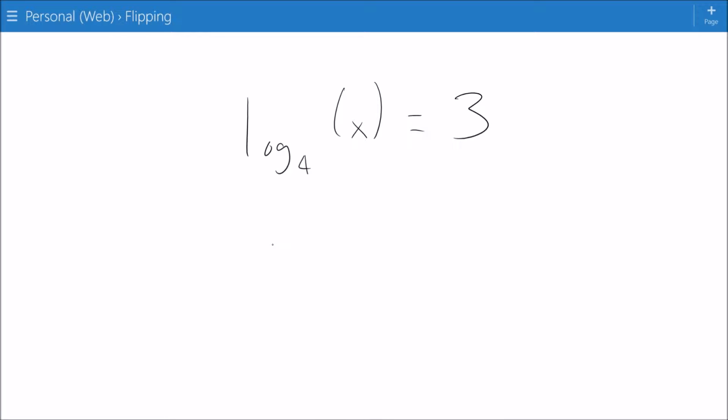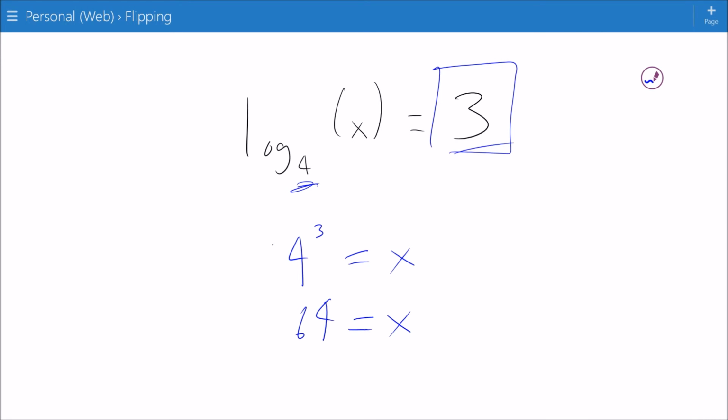With something like this, I think this is even simpler. There's your base, 4 to the third power is equal to x. What's 4 to the third power? 64 equals x. That's it. This is really just like finding the value of 4 to the third power, or whatever your base is to whatever power is over here.